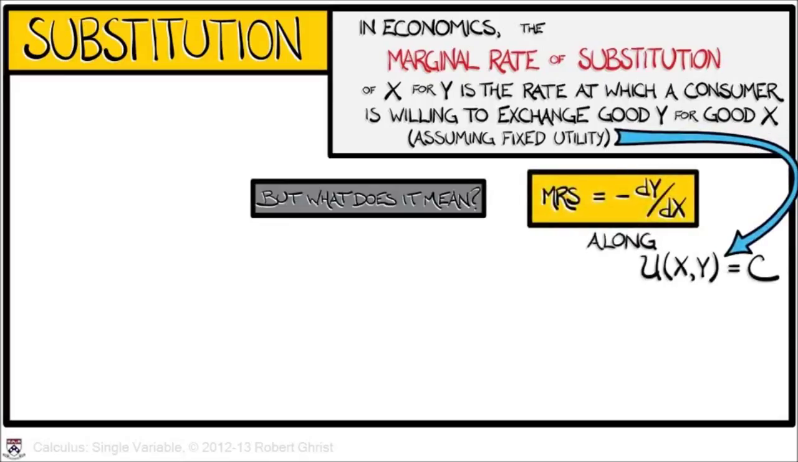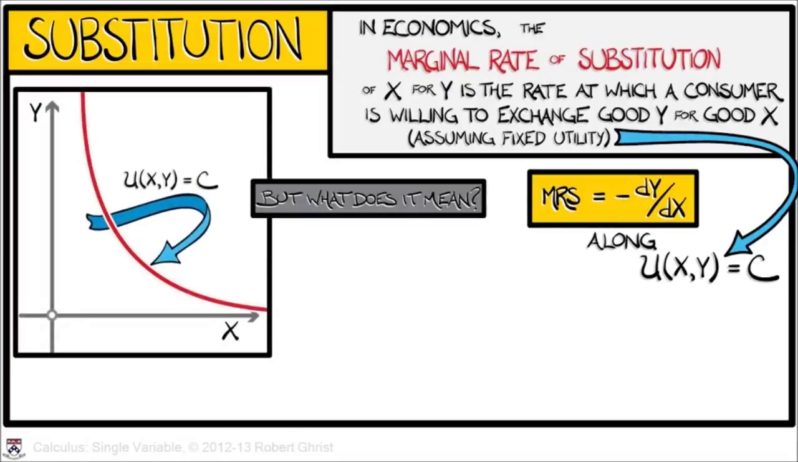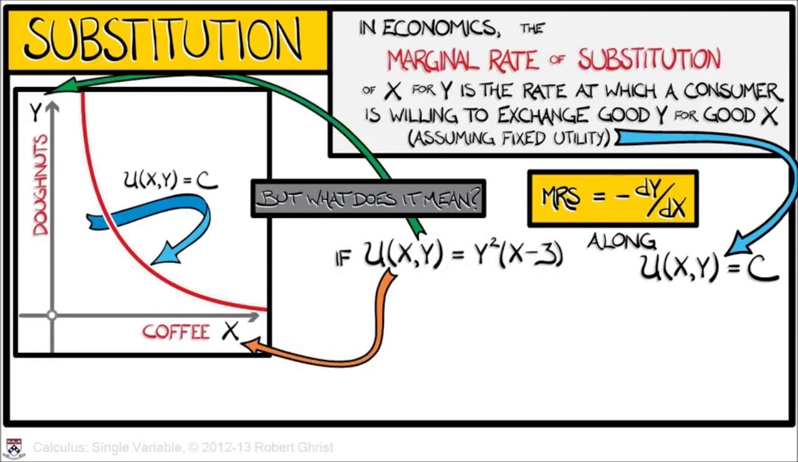I don't want to go too much into economics here, but let's take a moment and explain what this means. This marginal rate of substitution, MRS, can be expressed as minus dy over dx along a curve of fixed utility, u. So let's say we're looking at the xy plane. I have some utility function, u. When we set that equal to a constant, it gives us a curve in the xy plane. The marginal rate of substitution is related to dy/dx, the slope of the tangent line. Let's make this a little more specific.